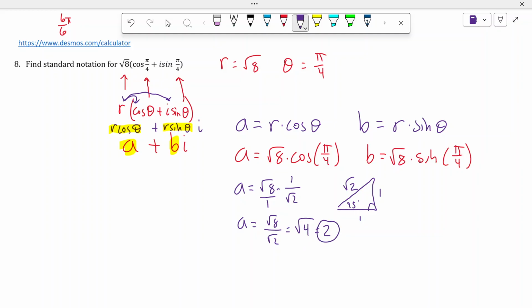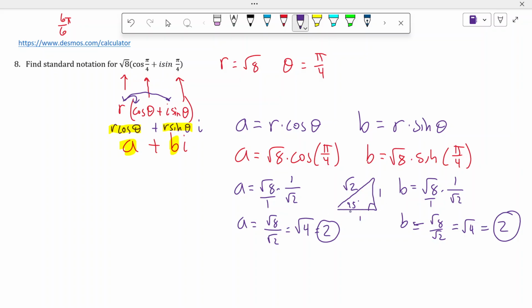And let's do the same thing for b. Oh, wait a minute. b is actually just square root of 8 times the sine of pi over 4. And that's just opposite over hypotenuse, but that's a whole lot like adjacent over hypotenuse. Right? We've kind of already done this. I can put it as root 8 over root 2, which is just root 4, which is really just 2.